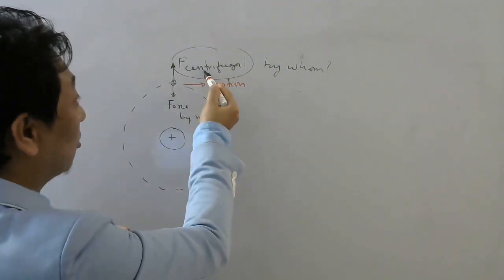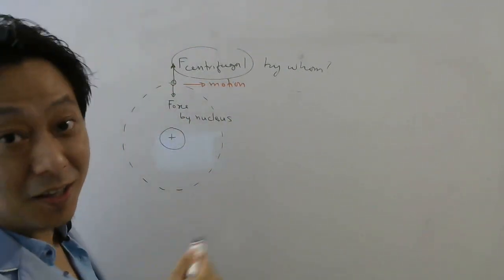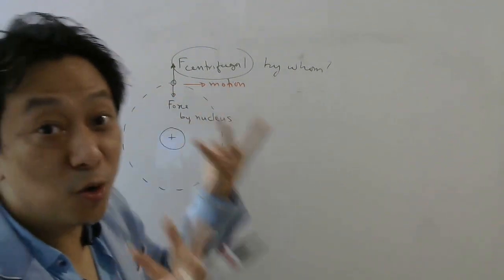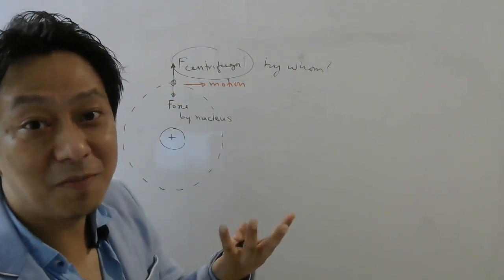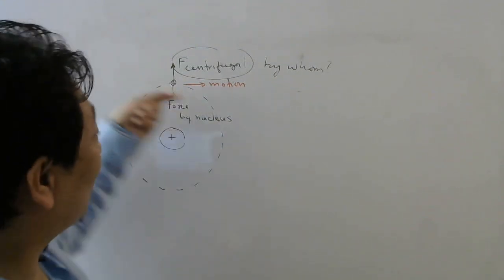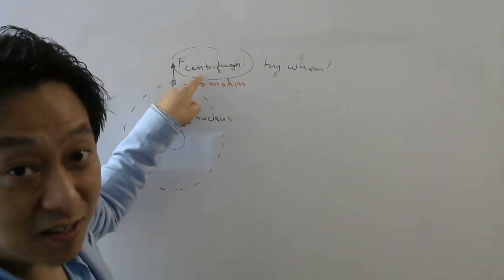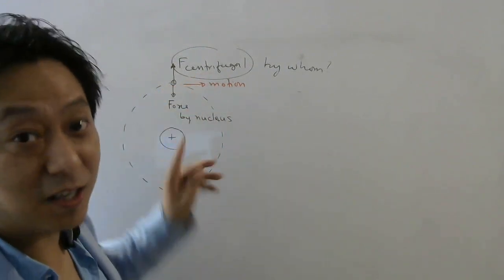Also, if this force cancels this force, then the net force will be 0. And if the net force is 0, then there will be no acceleration. No acceleration means velocity will not change, and therefore it will go in a straight line. So saying that this is there to balance this is not correct.